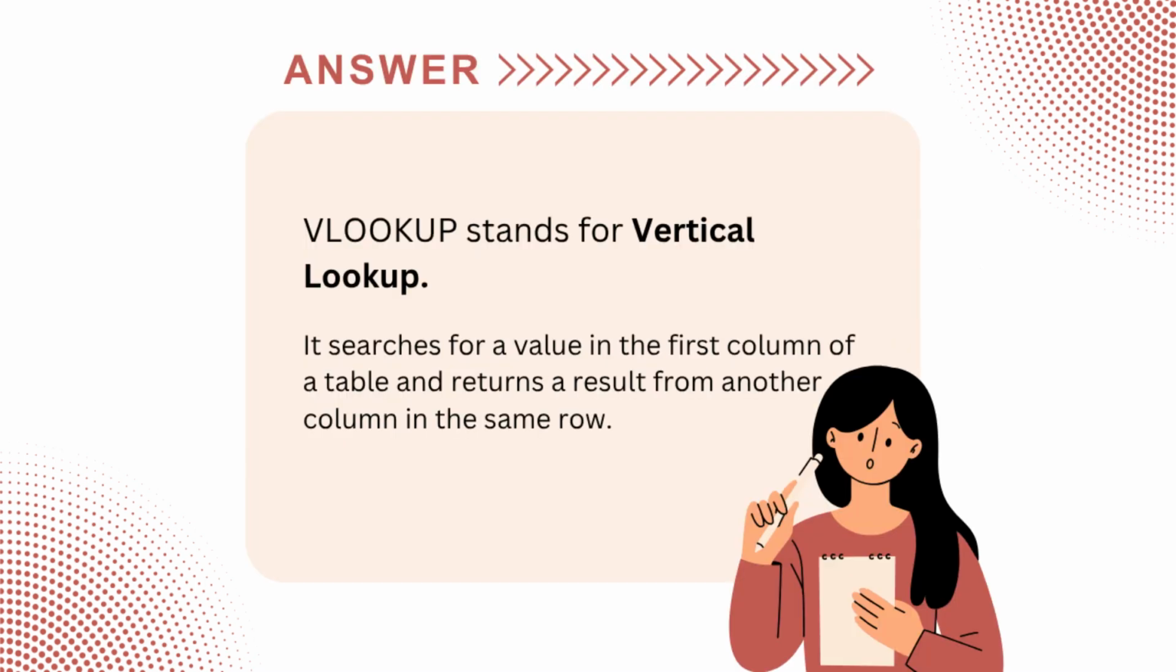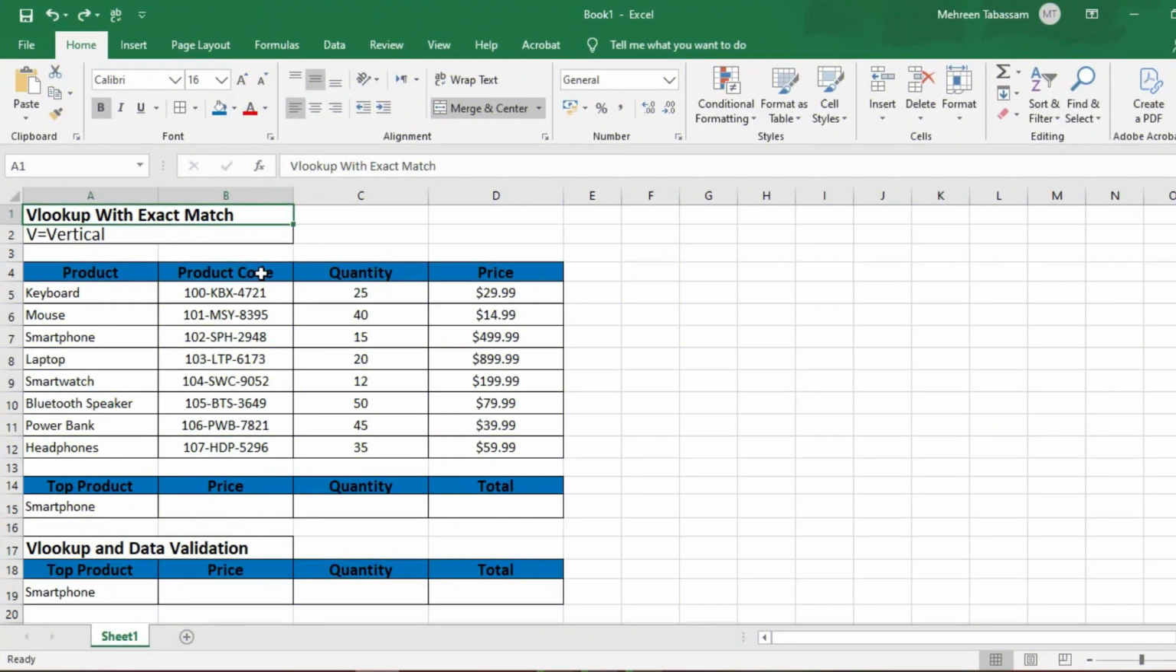VLOOKUP stands for vertical lookup. It searches for a value in the first column of a table and returns a result from another column in the same row. Let's understand this using the example you see here.